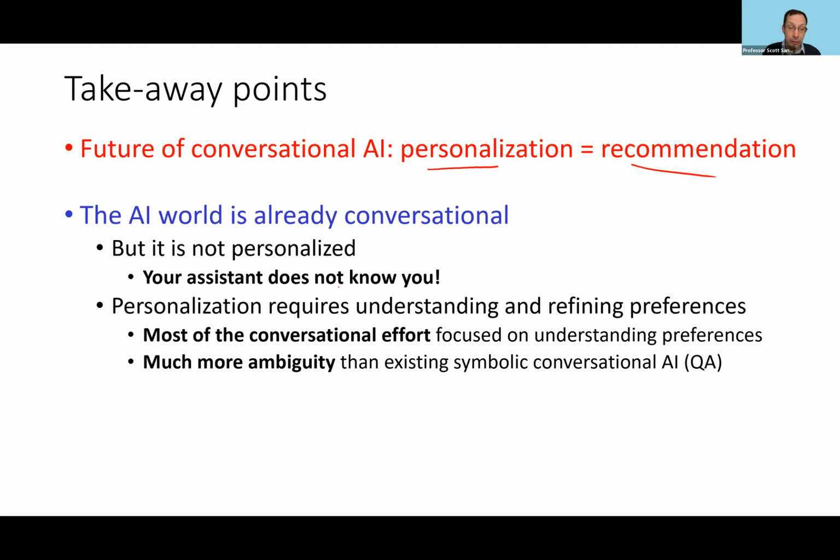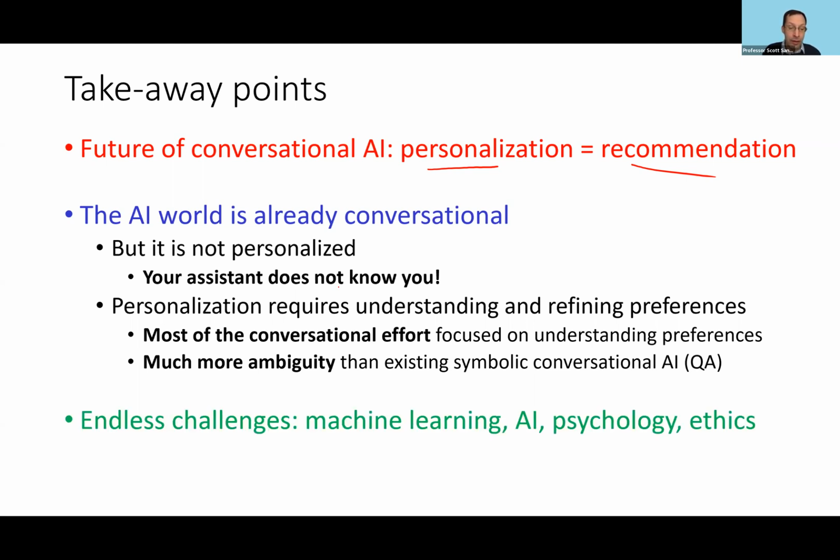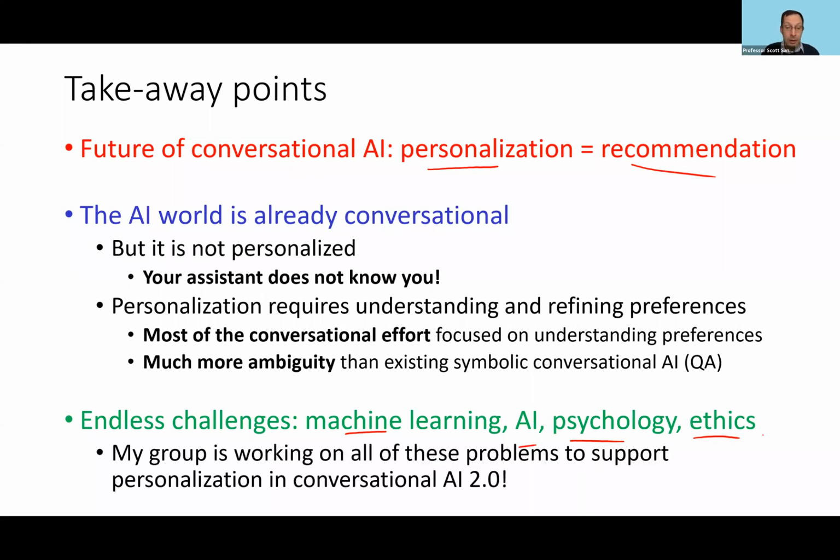just an immense amount of effort to understand preferences, ambient language, and for me, endless challenges: machine learning, AI, psychology, ethics, sequential decision making. This brings together everything that I've studied in 22 years of research, right? It takes everything I know to try to answer these questions, but these systems will drive our future, right? And my group's working on what I hope will be conversational AI 2.0. Okay, with that, I'm happy to go to questions, and thanks for bearing with my long talk.